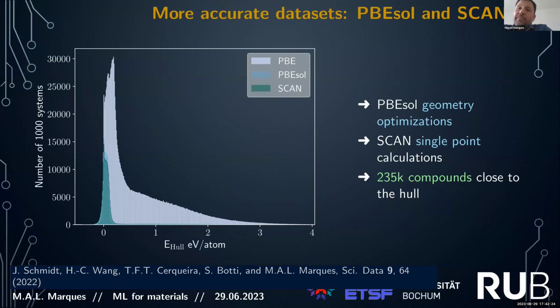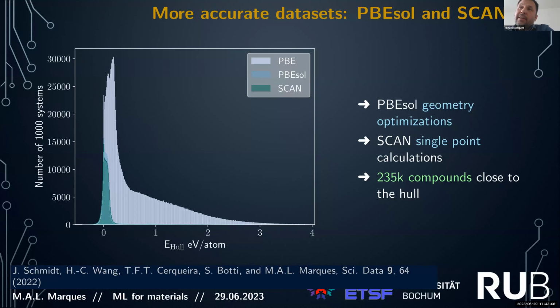And to go beyond, we made a large computational effort in performing PBEsol geometry optimizations, because the PBEsol geometries are considerably better than the PBE ones, and performing PBEsol and SCAN energy calculations at this equilibrium structure. We have by now a public data set of PBEsol and SCAN of around 450,000 compounds, out of which 235,000 are close to the hull. I don't know if you can see it. It's this green curve here. So you see it's all very close to the hull.